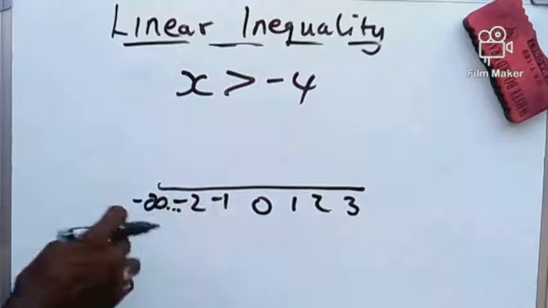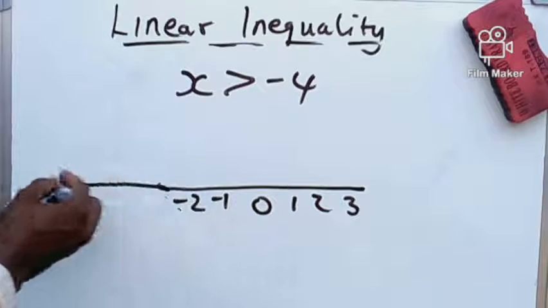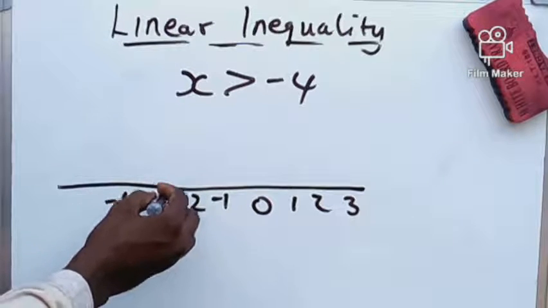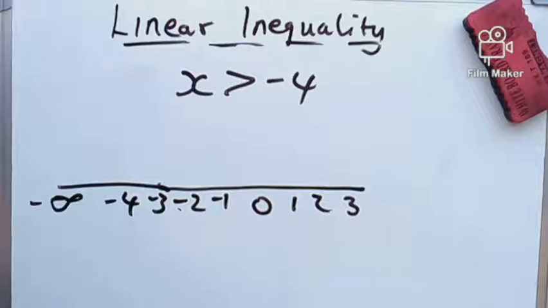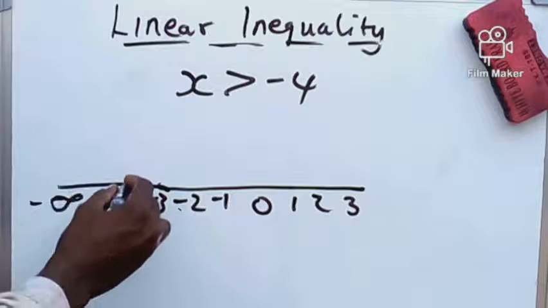So we simply locate minus 4. Minus 4 should be around here, around minus 4, minus 3. This is negative infinity. So minus 4 should be around here. So we take it up.